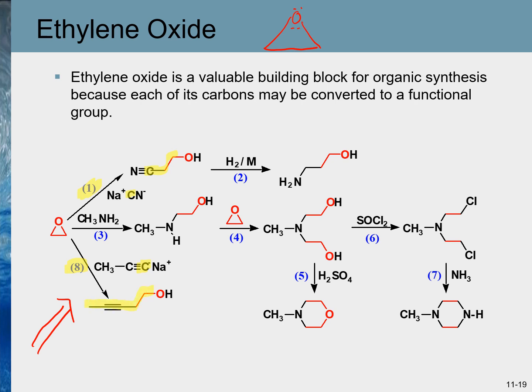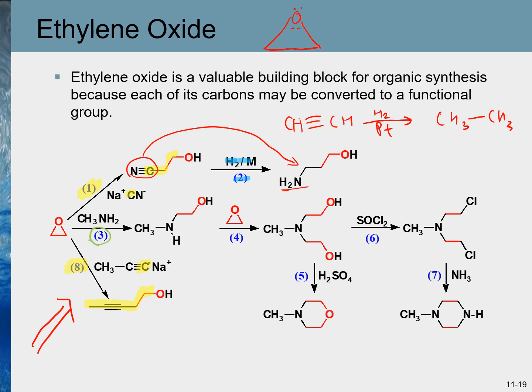Reaction number 2 is a catalytic reduction in presence of metal. Just like carbon-carbon multiple bonds can be reduced with metal hydrogenation to alkanes, similarly carbon-nitrogen triple bond can also be reduced to carbon-nitrogen single bond, and hence in this reaction a cyanide functional group can be converted to primary amine functional group.